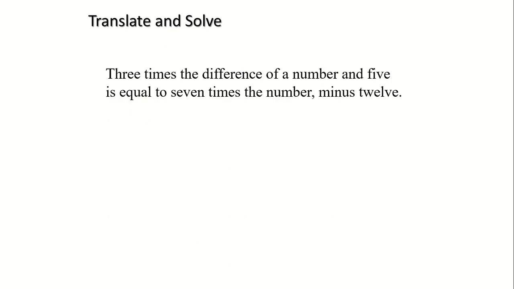Third example. 3 times the difference of a number and 5 is equal to 7 times a number minus 12. Again, is equal to is the equal sign. We have the difference and times. The difference is x minus 5, and when we say times, that is 3 times the quantity x minus 5. And then we have 7 times a number minus 12.